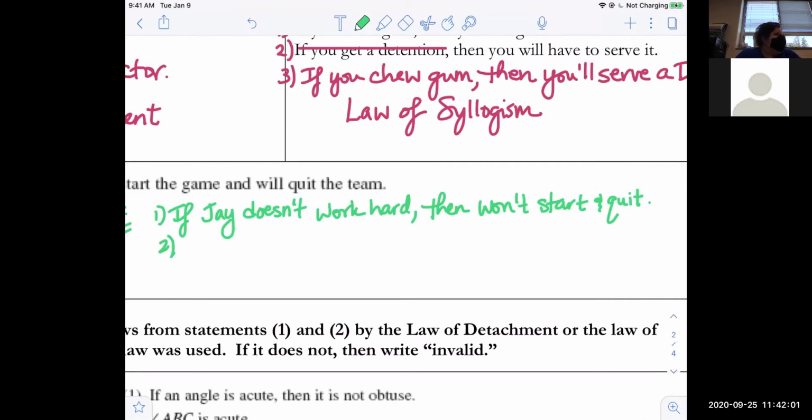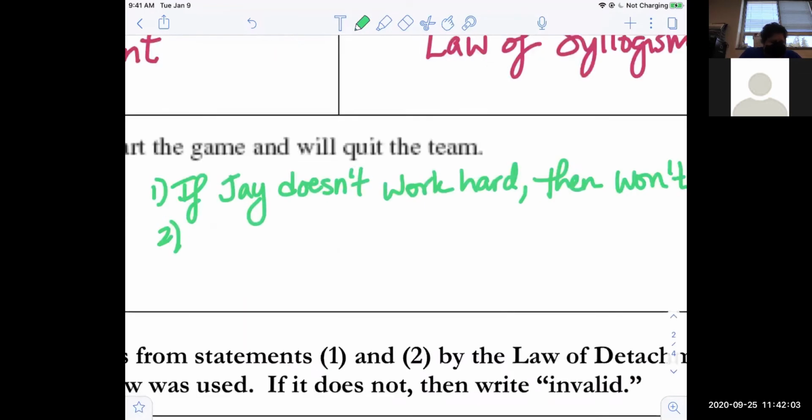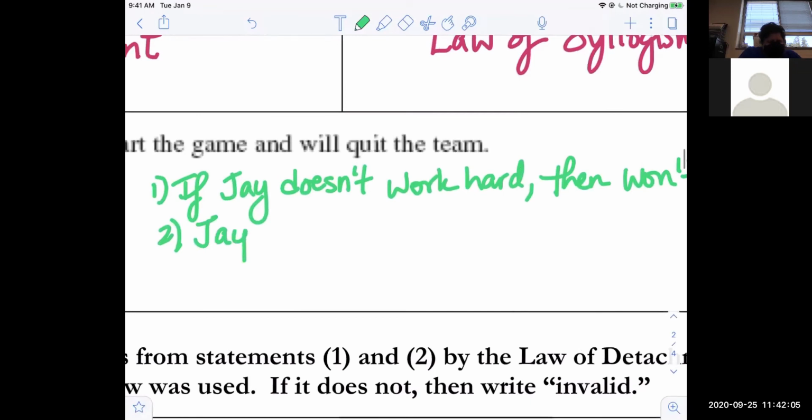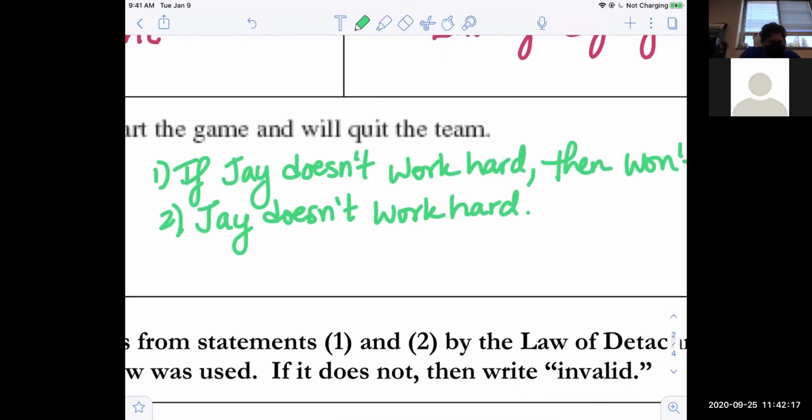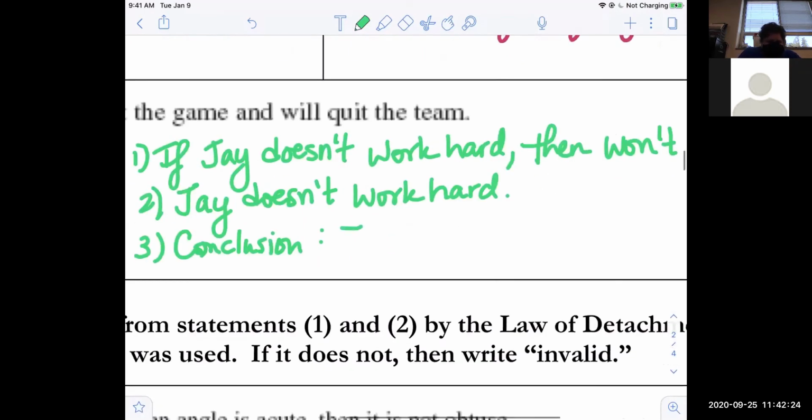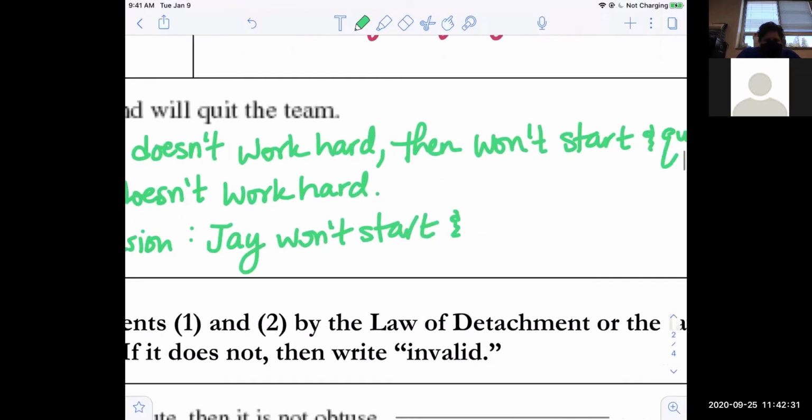Sarah? Jay doesn't work hard, or Jay didn't work hard. If that's actually true, if it really happened that he didn't work hard, then your conclusion would be Jay won't start and will quit. Okay, so again, the order, you've got to make sure you're going in the forward direction.